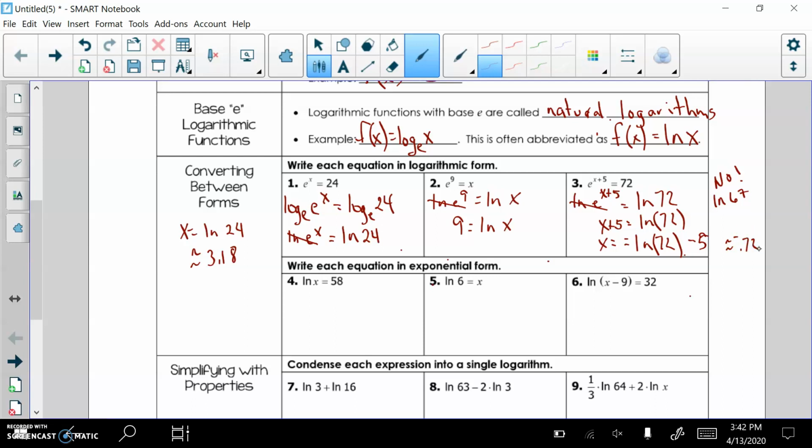Okay, write these in exponential form. So exponentials are inverses of logarithms. So since this is a logarithm, the inverse of that is exponentiating with an e. So that looks like e to the natural log of x cancels e on this side. So that means that x is equal to e to the 58th power. On this side, exponentiate with an e. 6 is equal to e to the x power.